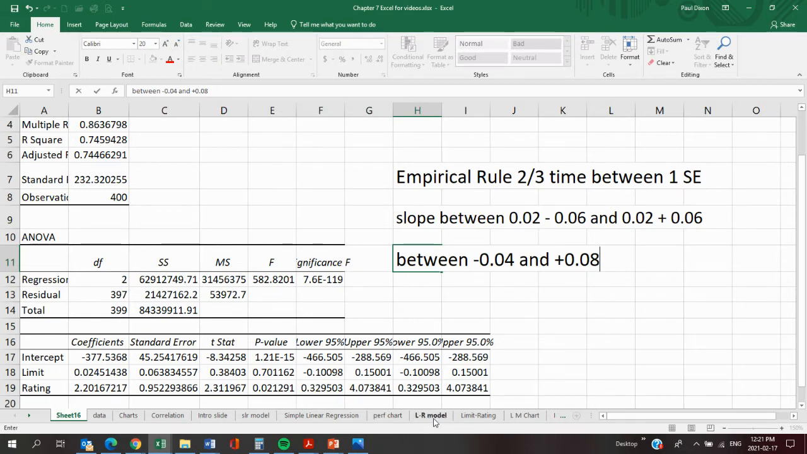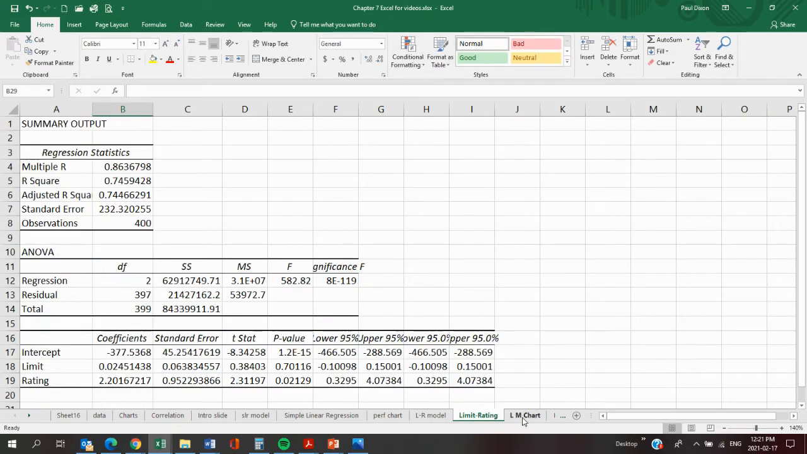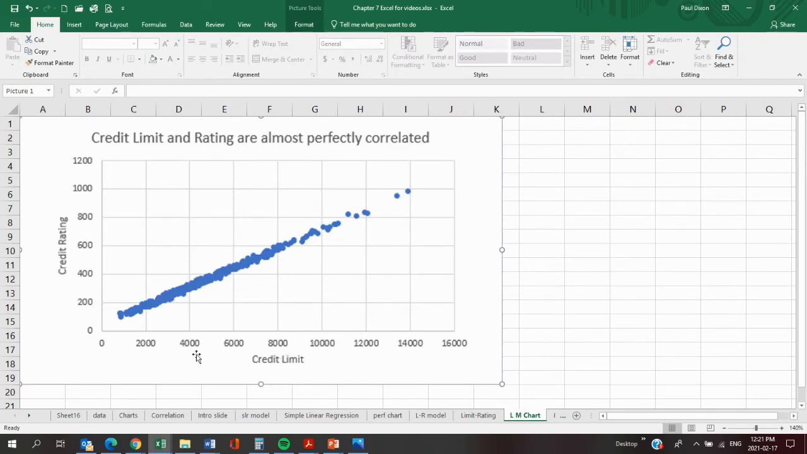What's happened here? Because I thought limit was important. Well, if I go and look at credit limit and credit rating, I see that as the credit limit goes up, the rating goes up, or the rating goes up, the credit limit goes up. They're what we'd say perfectly correlated. If I know the rating, I know the limit. If I know the limit, I know the rating. So adding the second variable to my model told me nothing I didn't know already. It's not helping me at all.